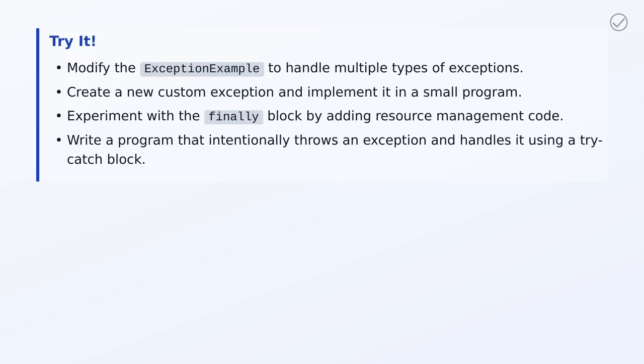Now put what you've learned into practice. You'll see a few items listed here. First, modify the exception example to handle multiple types of exceptions. Next, create a new custom exception and implement it in a small program. Also, experiment with the finally block by adding resource management code. Take a moment to read the rest on screen.